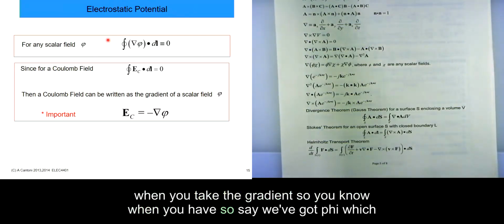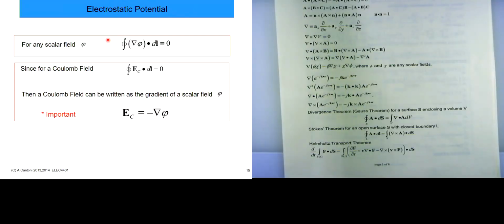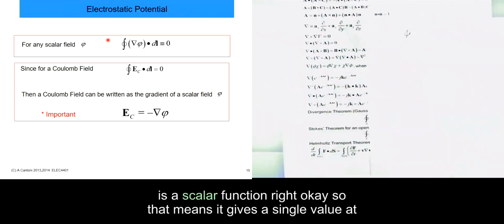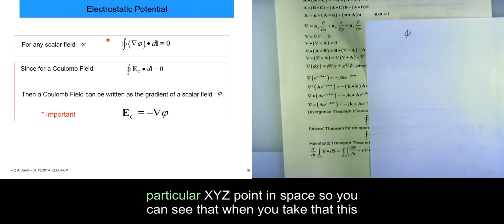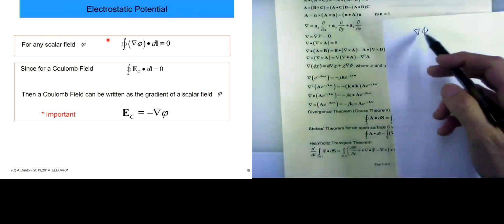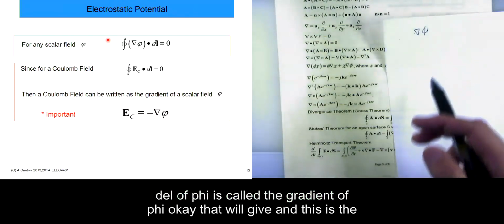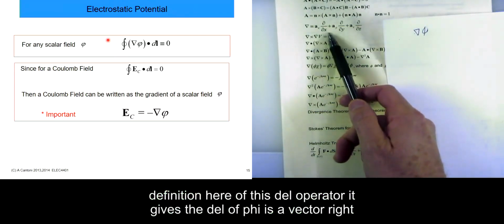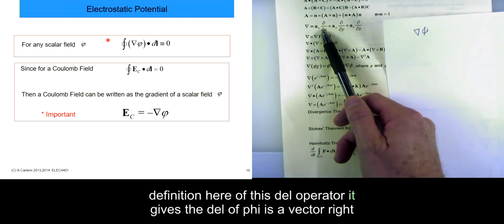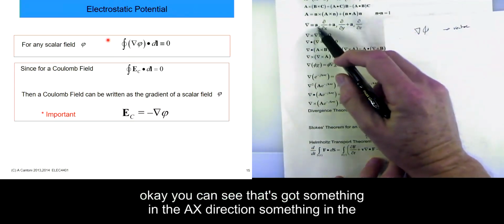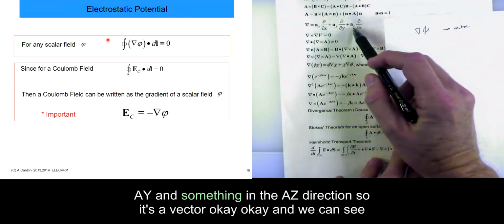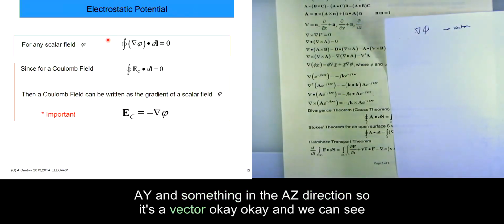Say we've got phi, which is a scalar function. That means it gives a single value at a particular x, y, z point in space. When you take the del of phi, it's called the gradient of phi. This is the definition of the del operator. The del of phi is a vector: it has something in the ax direction, something in the ay, and something in the az direction. So it's a vector.